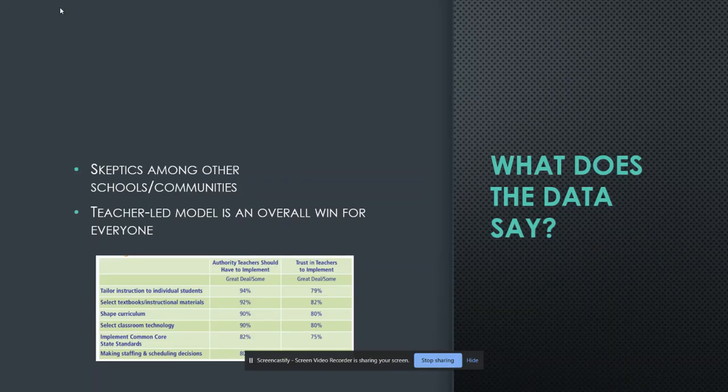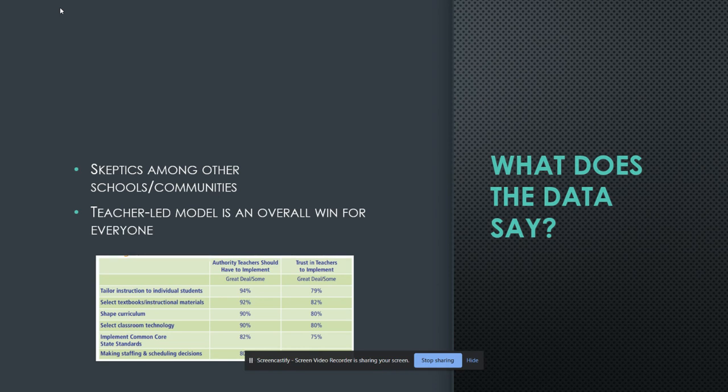So what does the data say? I know there can be some skeptics among other schools and communities that don't know about these teacher-led schools or teacher-powered schools. So is this trend actually successful for educators? And most importantly, is it successful for the students they teach? People and other educators who are viewing these types of schools from the outside often have questions if this system is really working.